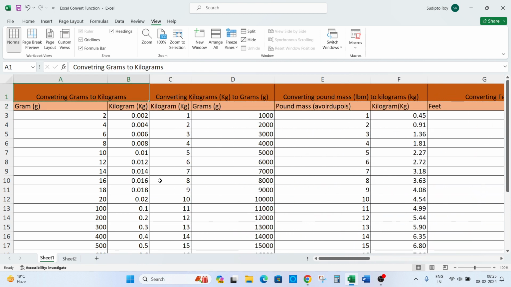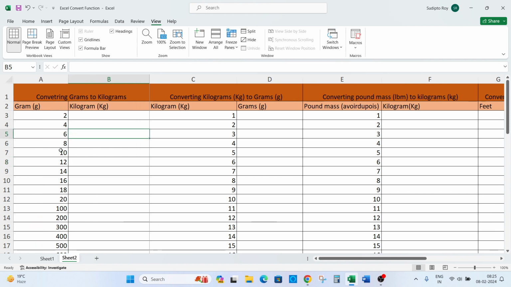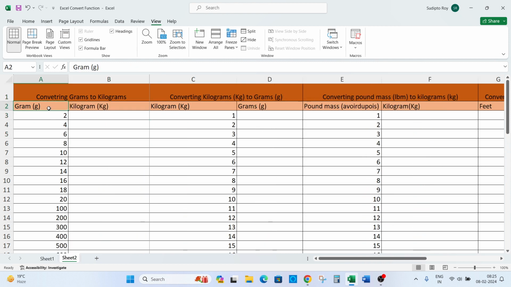Let's go to the second sheet here. I have the answers in the other sheet, but in this sheet I have only got the measurement units, and I need to pull out the results here. So how do we convert grams into kilograms?